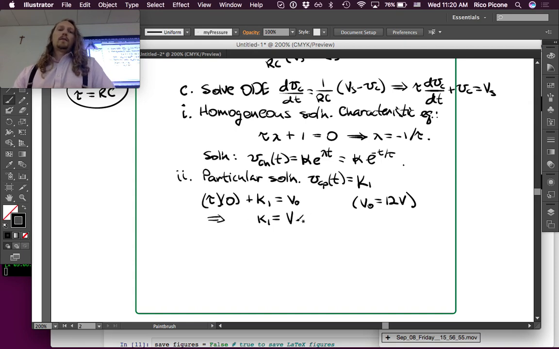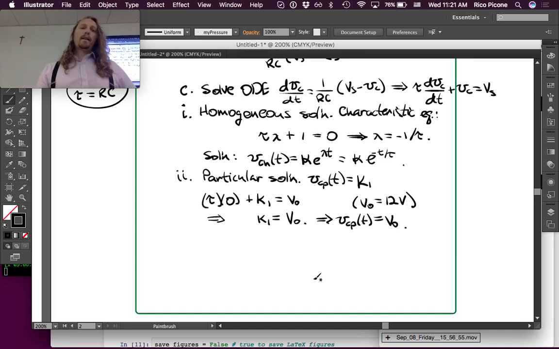Yeah. Divide by 12. Yeah, so it's just 12 volts. It's just V0, right? All right, so that is our determined coefficient, K1, which means that our particular solution, VC particular of t, is just this V0 or 12 volts, right? Well, that was pretty easy. Let's see if we can find something harder.